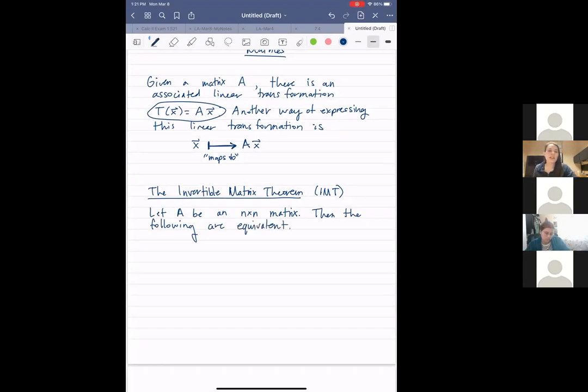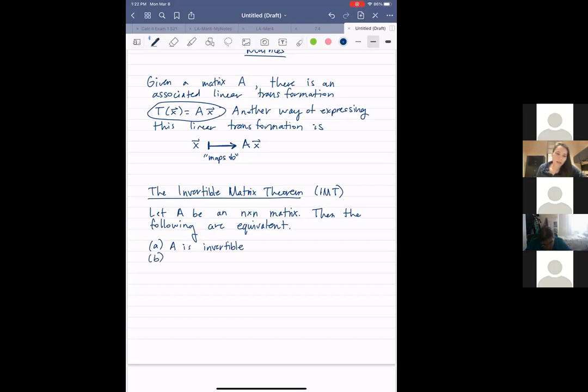A lot of this is putting together ideas that we've already talked about, and putting them all into one big giant theorem, right? And this will actually get larger as we learn more concepts. So far we have, I think, 4, 8, 12 things in this list. The first statement, remember all of these are equivalent, is that A is invertible as a matrix, so it has an inverse.